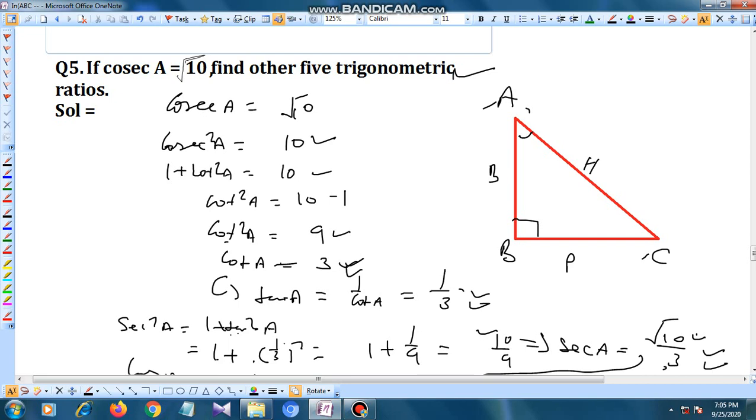Our next question is fifth. If cosec A equal to under root 10, then find other 5 trigonometrical ratios. In this question, cosec A is given under root 10. This question can be solved by two methods. First by triangle method and other by identity method.